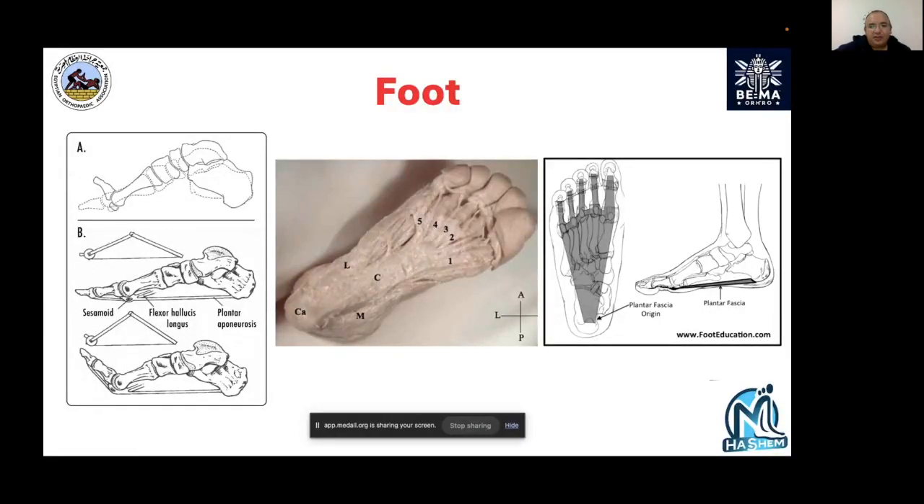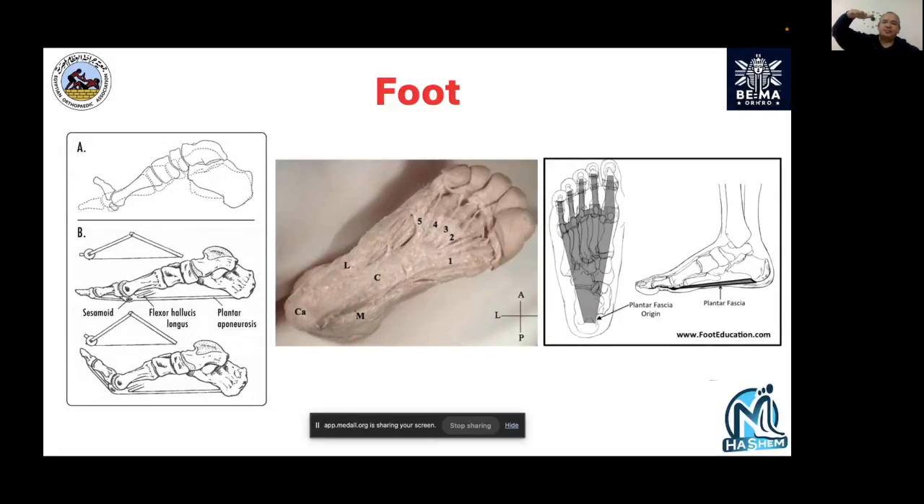The windlass effect in your foot happens around the MTP joint. When your toe goes up, the plantar fascia gets into tension and forms the medial longitudinal arch. This, again, is a main contributor in the gait.